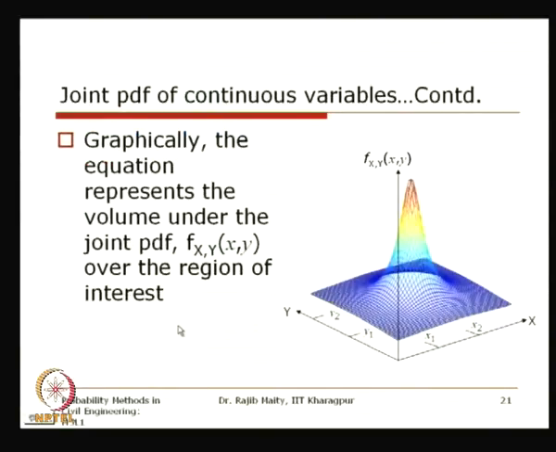Now if I just want to show this graphically, so far we are discussing that this is a bivariate case, and sorry, this is the continuous case. In this continuous case the probability is not concentrated at a specific point, so it can be over the entire range.